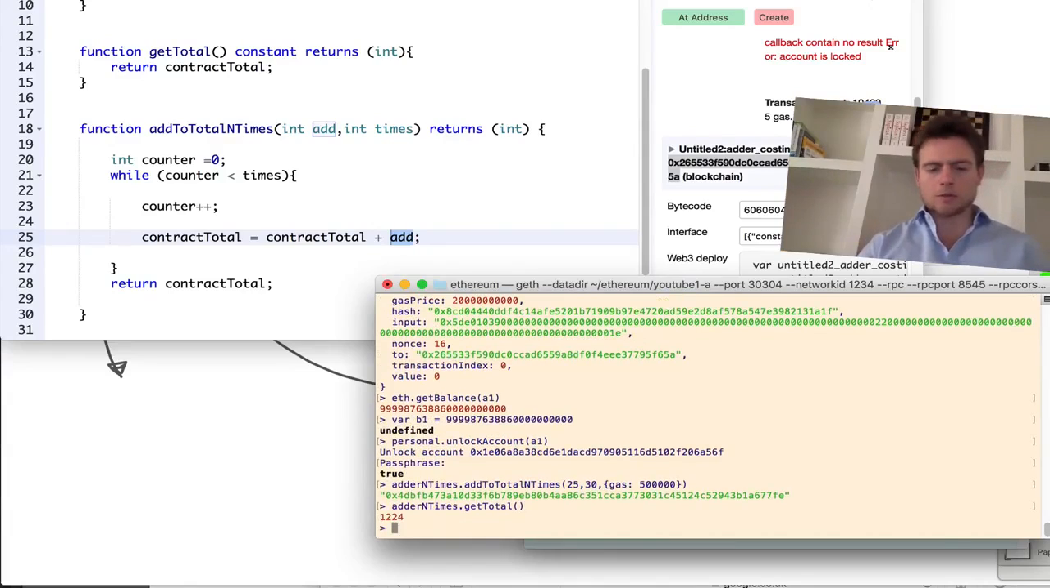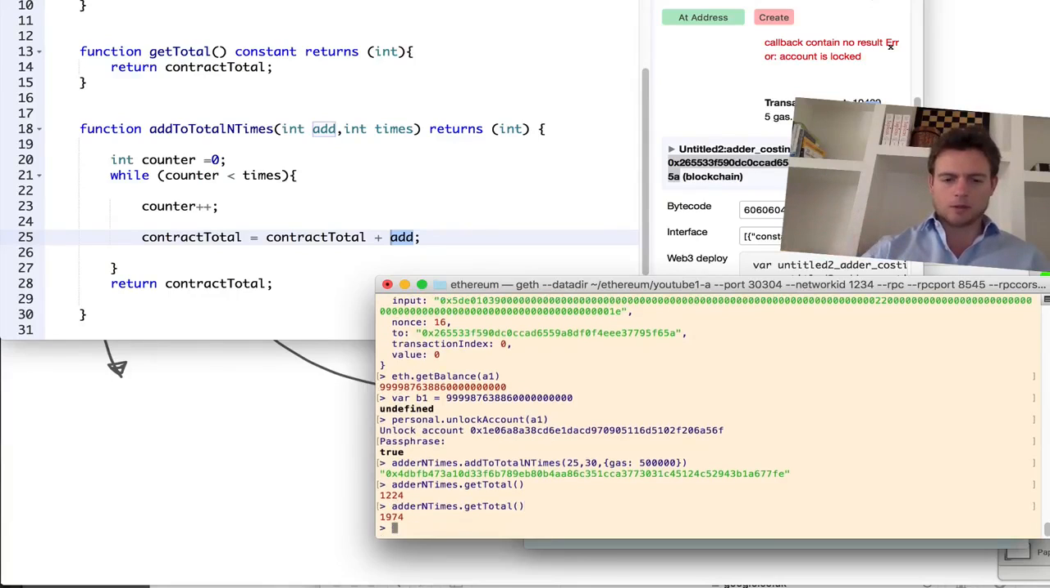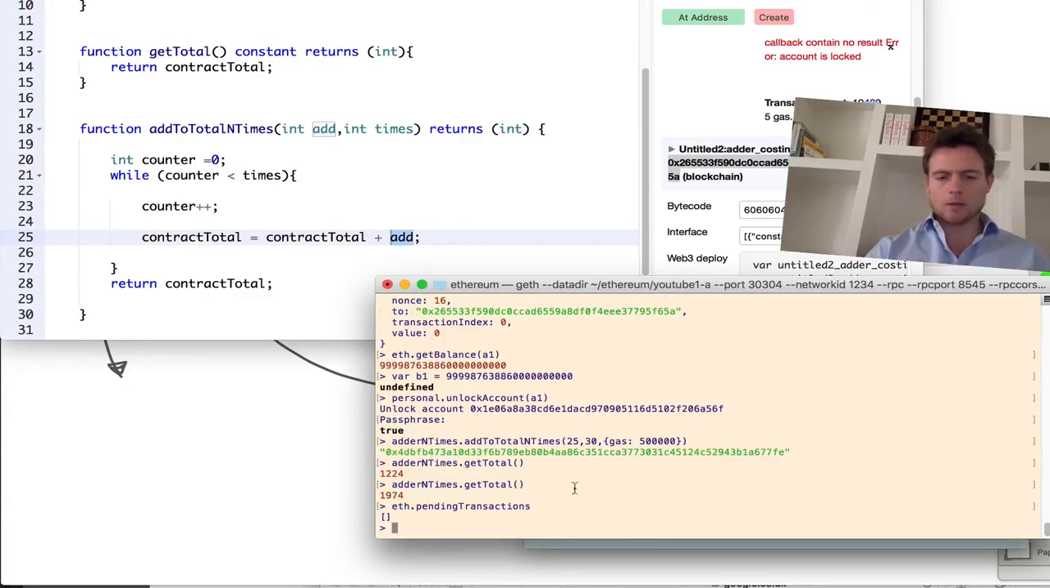So it's still 10224. We're going to wait for this to go through, and then I'm going to calculate how much gas it's actually used to go around this loop. So now our thing has been updated successfully. Okay, so we've added 25 to the total 30 times. So pending transactions, you can see, is 0 or empty. So let's check the balance now.